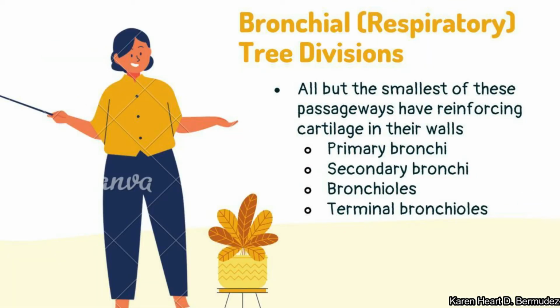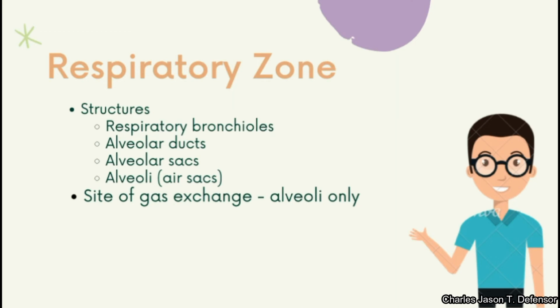The bronchial or the respiratory tree divisions. All but the smallest of these passageways have reinforcing cartilage in their walls. The primary bronchi, secondary bronchi, bronchioles, and terminal bronchioles. Respiratory zone structures: respiratory bronchioles, alveolar ducts, alveolar sacs, alveoli or air sacs, site of gas exchange, alveoli only.